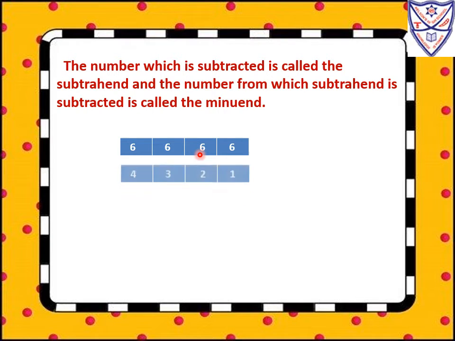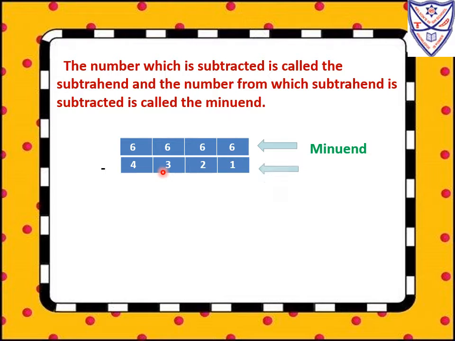6666 minus 4321. Here 6666 is the minuend, and 4321 is the subtrahend. Means the number which is subtracted is called the subtrahend. Here which number is subtracted? That is 4321. So that is known as the subtrahend. From which number is it subtracted? That is 6666. So that is known as the minuend.